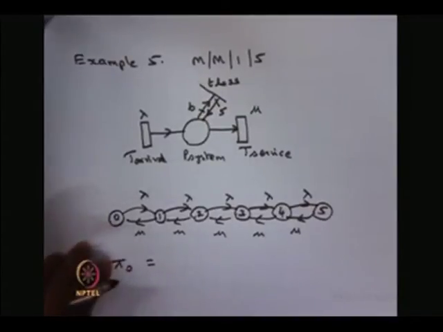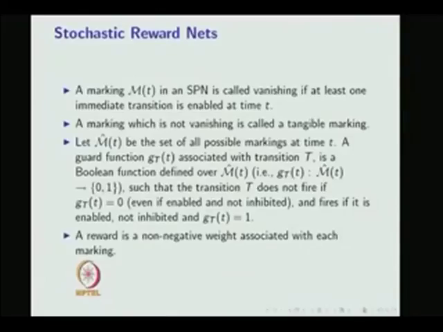Now, we are moving into another extension of Petri net. We started with the Petri net, then we discussed stochastic Petri net, then we have discussed generalized stochastic Petri net. Now, we are going to discuss stochastic reward nets.